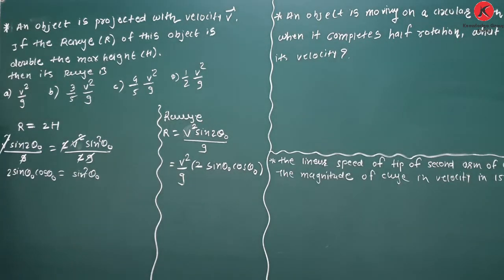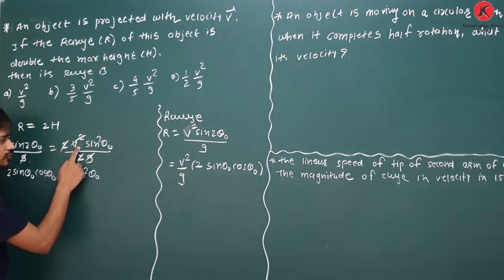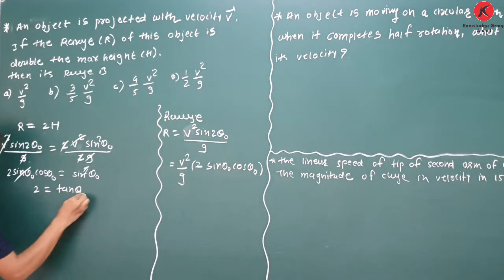Clear about this? Again, what is the equation of R? V square sine 2 theta 0 upon G, with the 2. What is the equation of maximum height? V0 square sine square theta 0 upon 2G. Now one sine theta cancels with one sine theta. If you take cos theta to this side, then 2 is equal to tan theta 0. Clear about this? So it is the first equation: tan theta 0 is equal to 2.